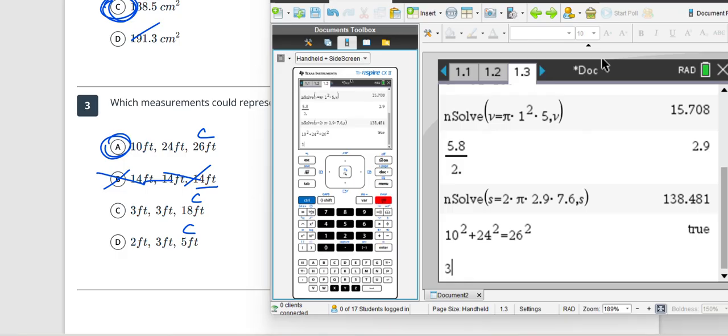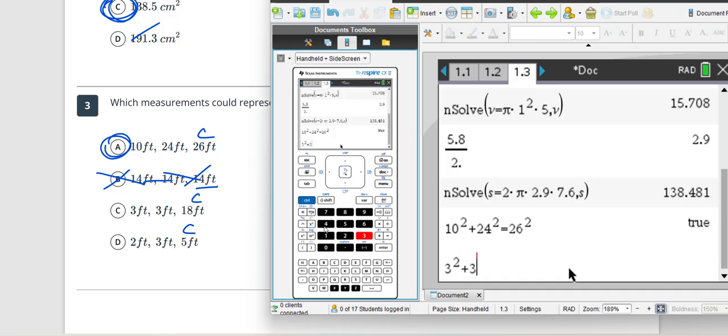Timeout. So I'm coming out here. I'm putting the numbers in there. So 3 squared plus the other 3 squared. When you add those two together, it should equal the hypotenuse, the longest side, squared.